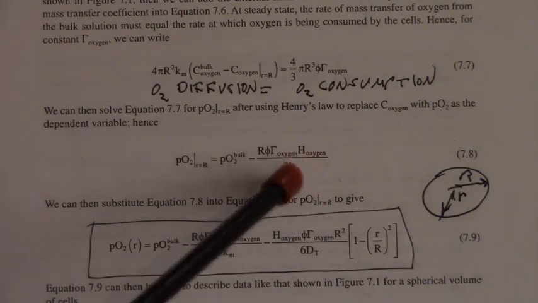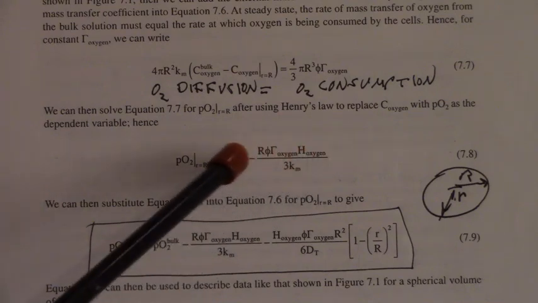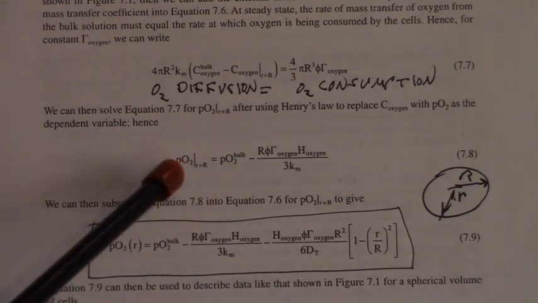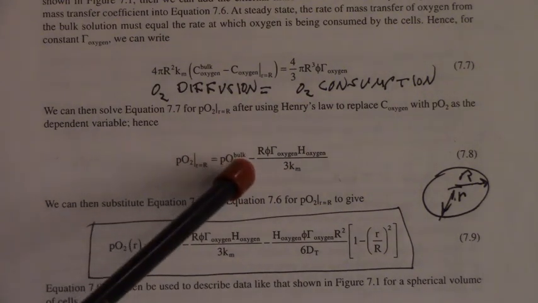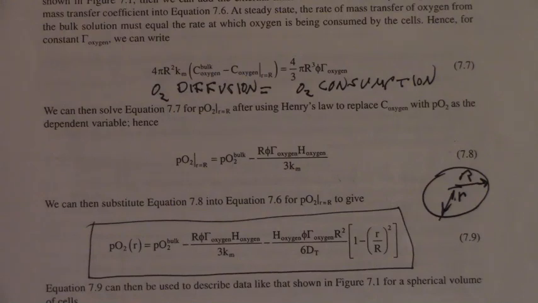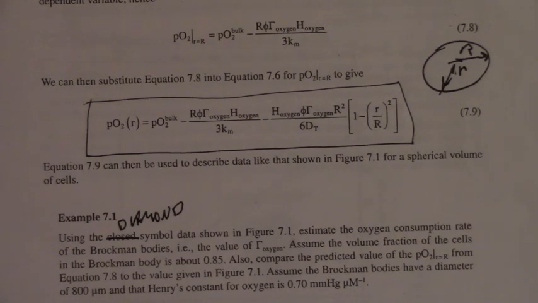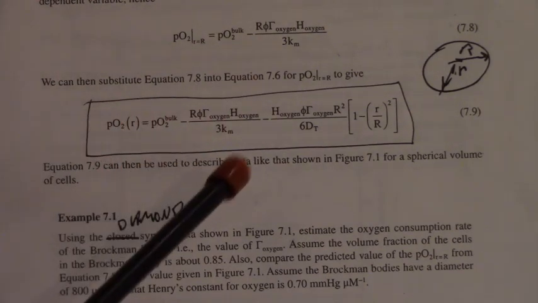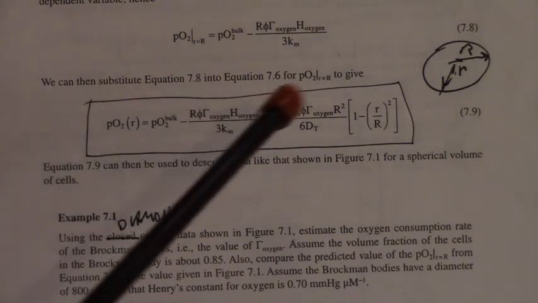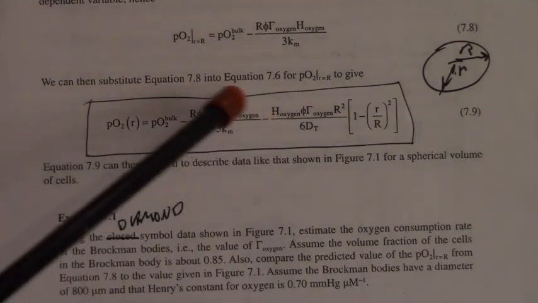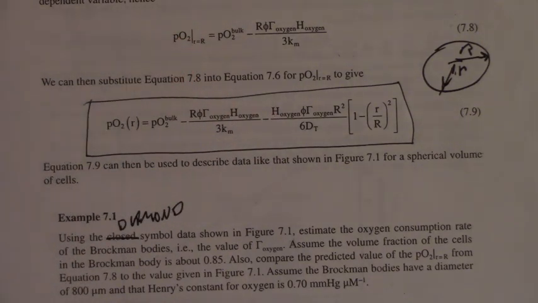Notice that if the mass transfer coefficient is really large relative to the oxygen consumption within the Brockman body, this term here goes to 0, and the PO2 at the surface of the Brockman body becomes the bulk concentration, as I mentioned before. So when you substitute that back into equation 7.6, we get the final equation here, which describes the PO2 profile within the Brockman body, recognizing that this term right here is just the PO2 at the surface.